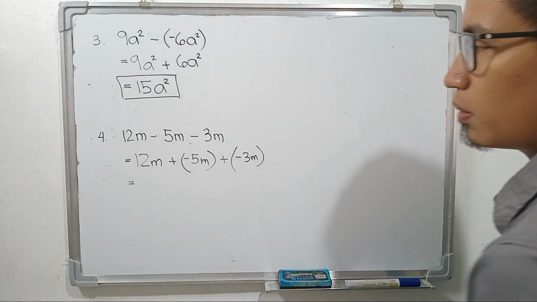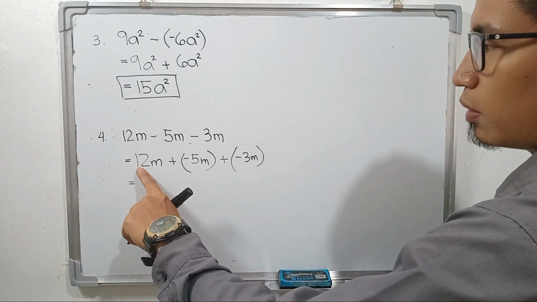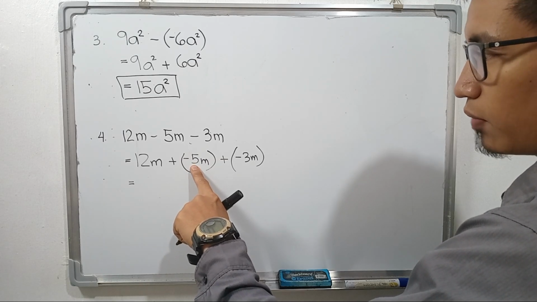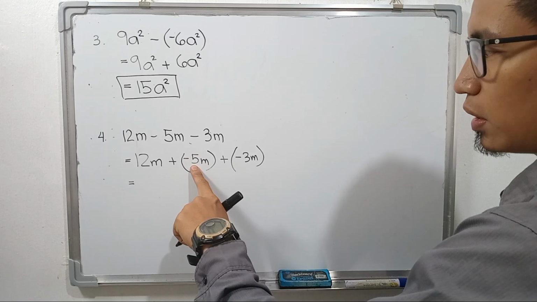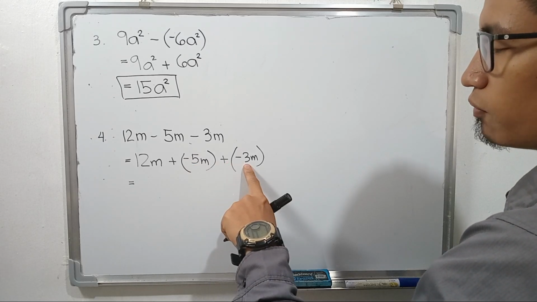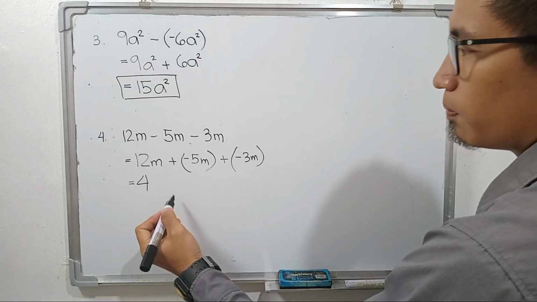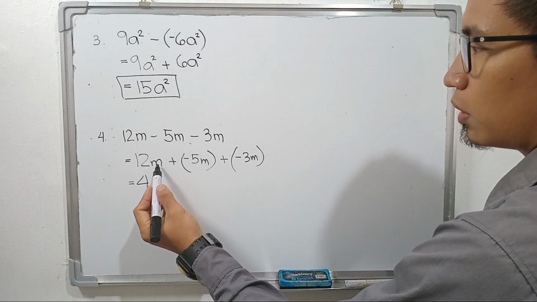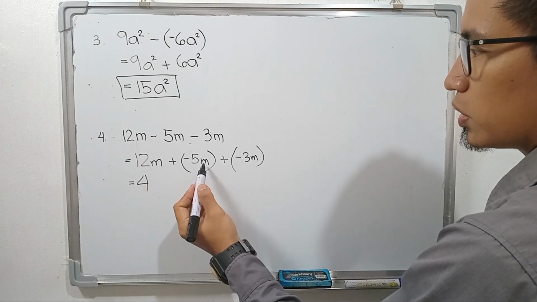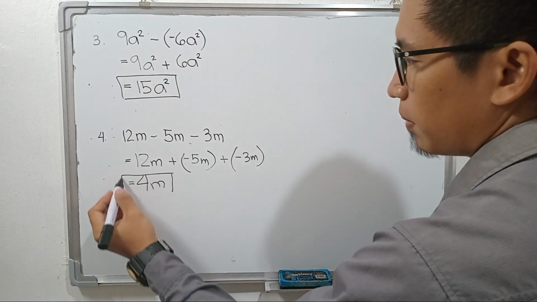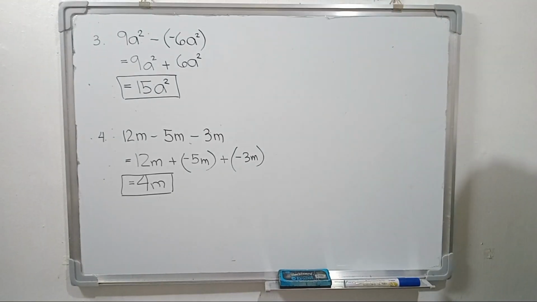We add their numerical coefficients. 12 plus negative 5 is positive 7, and then positive 7 plus negative 3 will be positive 4, and then we keep or copy their common variable, which is m. So the answer will be positive 4m.